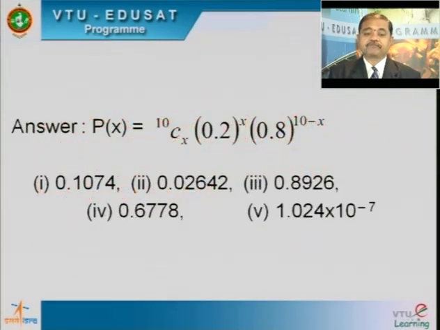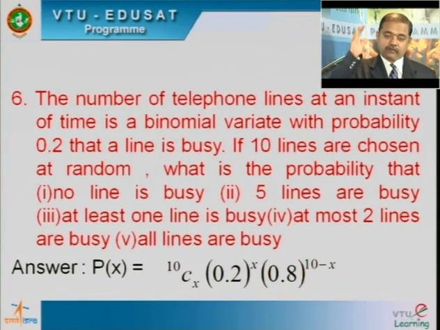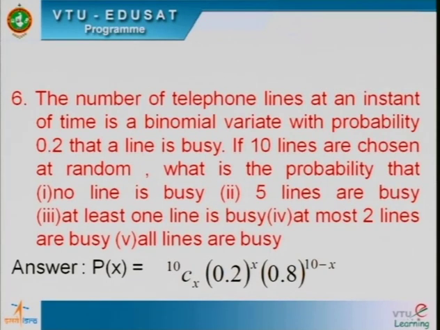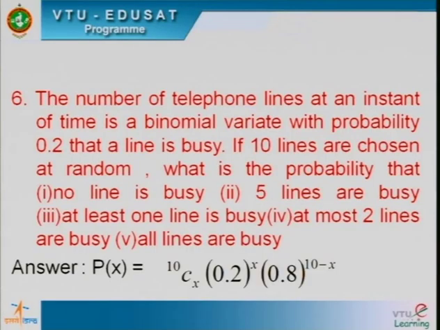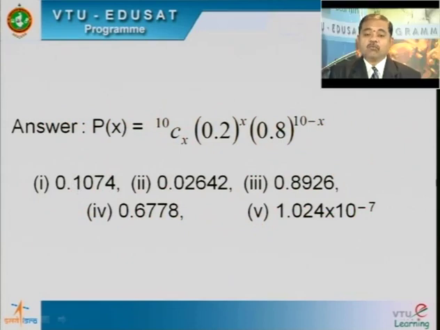Third is the important question: at least 1 line is busy. That means minimum 1, from 1 to 10. Already in the past 2 classes I keep on telling this. The calculations are more. Therefore, I can use the formula 1 minus P of x less than 1, that is, at least 1 is 1 minus P of x is equal to 0. So only one value needs to be calculated, which is x is equal to 0. I should write 1 minus P of x is equal to 0. For x is equal to 0 I already got the answer, so 1 minus that gives you this result.